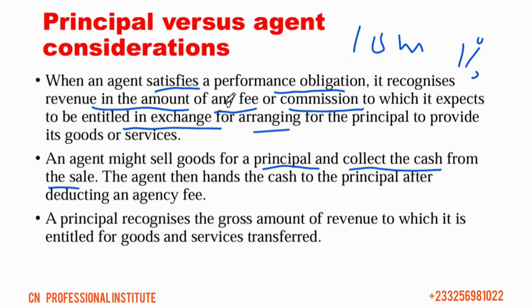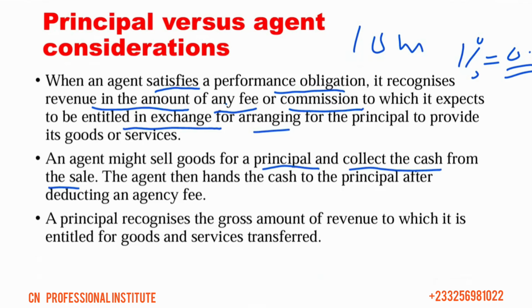You sold goods worth 10 million for your principal, right? So we said 1% of 10 million is 0.1. As an agent, you record only 0.1 as revenue. Are you following? It was 0.1 as what? Revenue. Now you've received goods worth 10 million from who? Your principal.